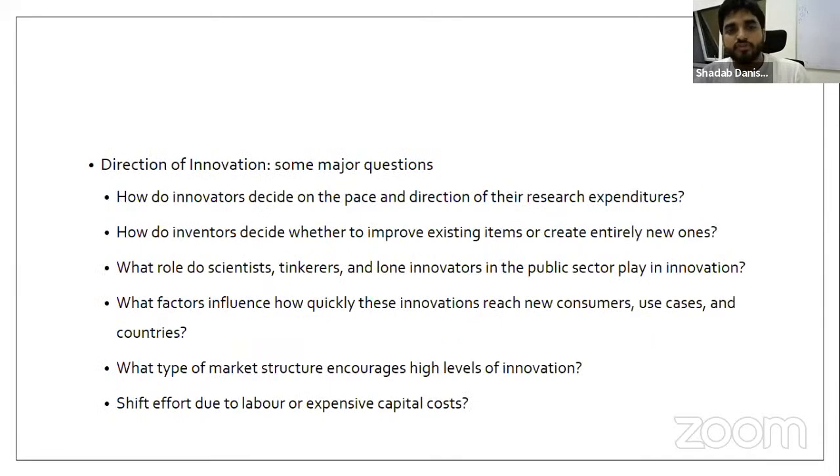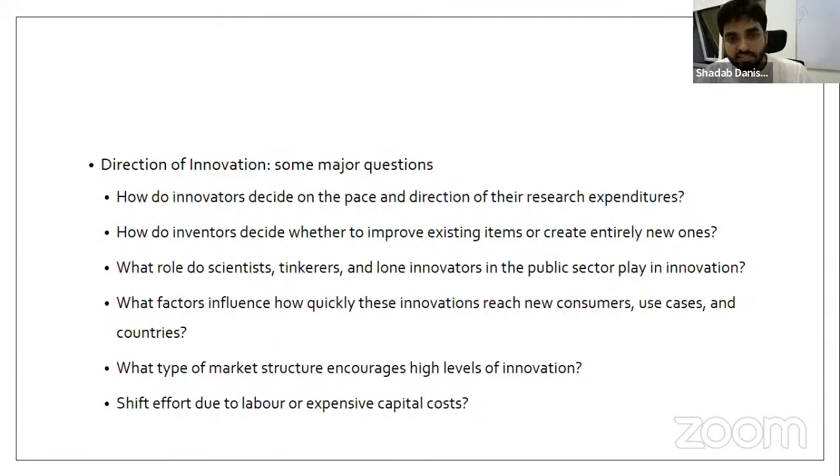If you look at the direction of innovation, some major questions are there. These major questions are also relevant for budding researchers and those like us who want to work in this field and know what is happening in the Indian context. How do innovators decide on the pace and direction of their research expenditures? Basically, the determinants of R&D, right? What factors influence how they decide which direction to innovate in? Is it a random thing, or something else? That would be interesting research work that one can do in the Indian context.